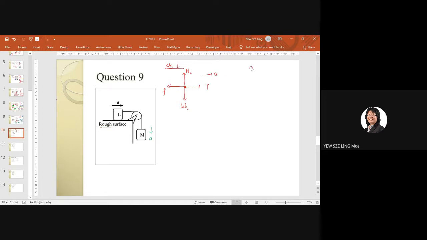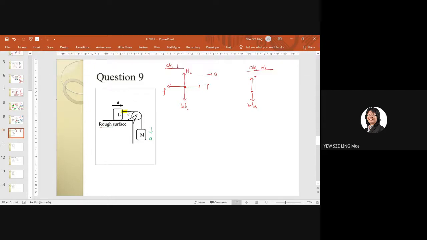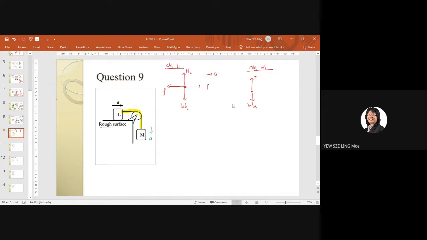And then object M. Object M comes with weight, so WM. It's being hung by a string, therefore I have tension. And again, if you look at the question, because they are being connected by the same string, I just use T without subscript. This is the variable that can be used to combine the two equations, the two objects together, which is T. And now I have an A going downwards.